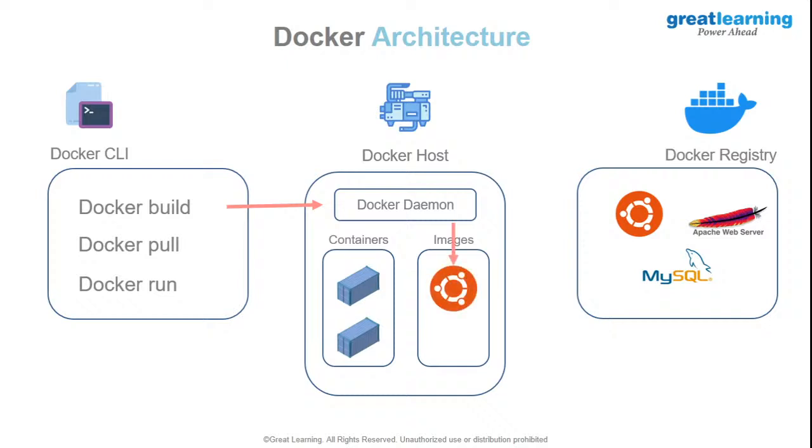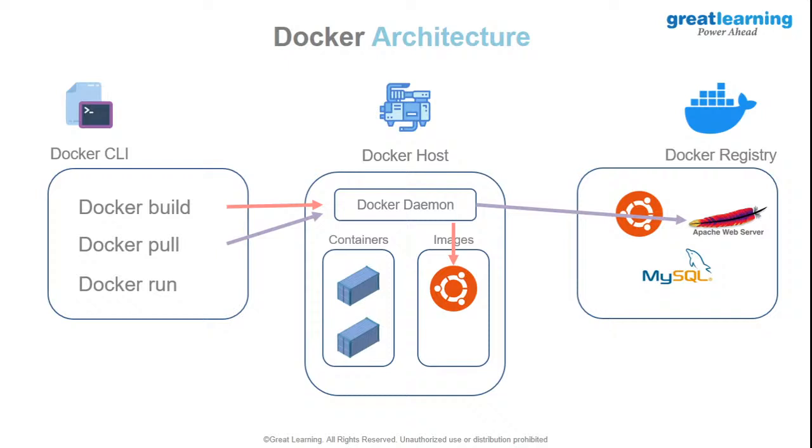Now, what the docker pull command does is it basically tells the docker daemon, I want an image. So it will see if you have the image or not. And if it sees that you don't have the image, it will go ahead and check in the docker registry. Now, the default docker registry is basically DockerHub.